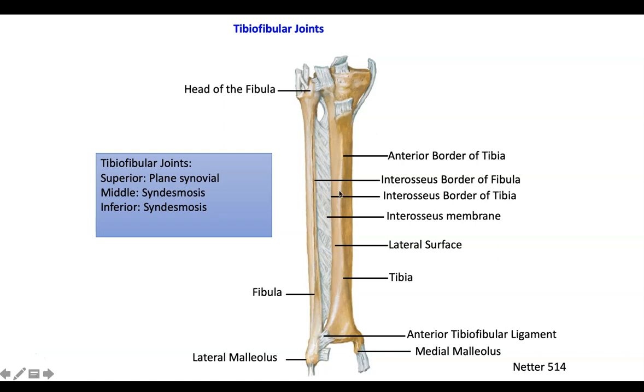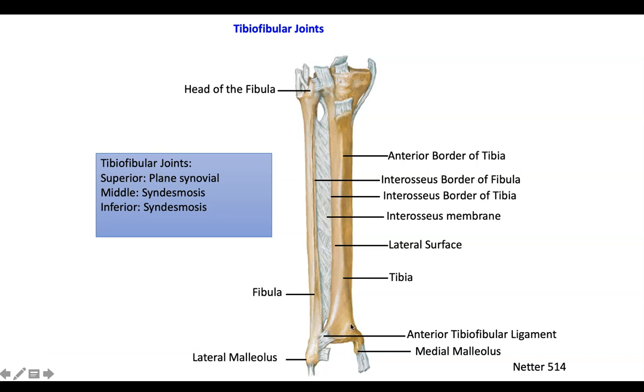The shaft of the tibia has three borders. There is the anterior border, medial border, and interosseous border. The anterior border and the medial surface of the tibia are subcutaneous, and this is also called the shin. The tibia is also called the shin bone.